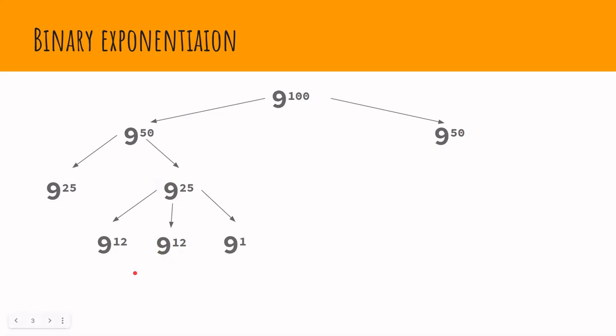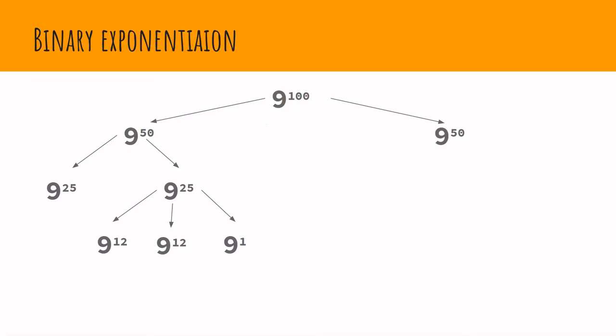Now, to calculate 9 to the power 12, I will be requiring 12 operations. Then I need to multiply it by itself again, so 13 operations, and then I need to multiply it with 9. So that comes to 14 operations. So I need 14 operations to calculate 9 to the power 25, and then one more operation, 15 operations, to get to 9 to the power 50, and in 16 operations it will be 9 to the power 100. So you can see that from 100 multiplication operations we have reduced it to just 16.